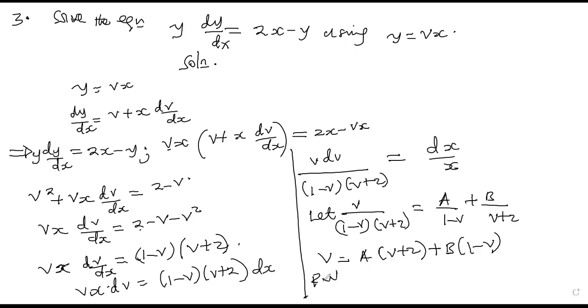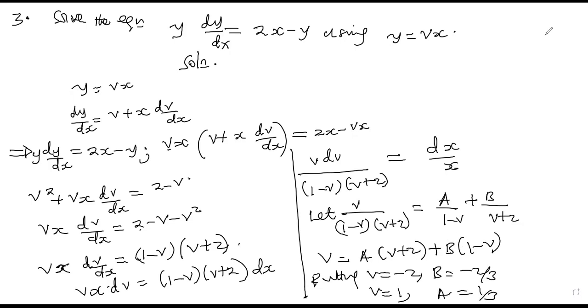So if we put v is equal to -2, it will give us b as -2/3. And if we put v as 1, it will give us a as 1/3. So that one, at least I know we have gone through it very well, and partial fractions, so it shouldn't be something very tricky for you.